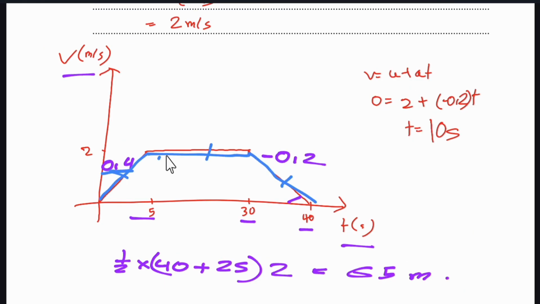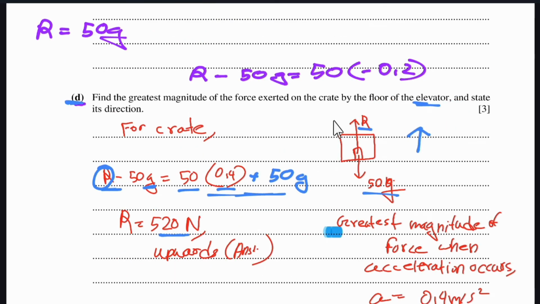And for this part, as we can see that it is moving at a constant speed, that means a constant velocity, that means driving force is equal to resistive force. Driving force is equal to resistive force. So for this situation, we know that the driving force is R, that is the forward force. So driving force is equal to resistive force, that is 50 g. So if we equate this, then we can see that the maximum magnitude of force is 50 g, or 500 Newton, but here we can see that it is 520 Newton.